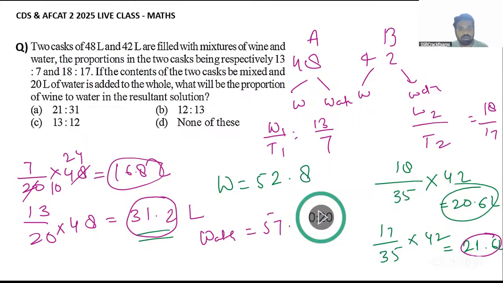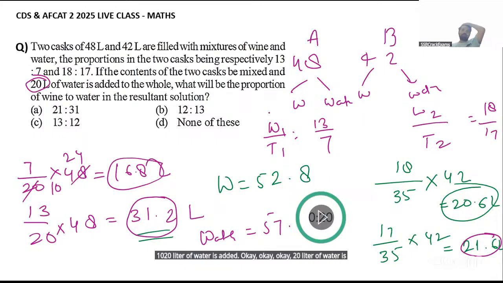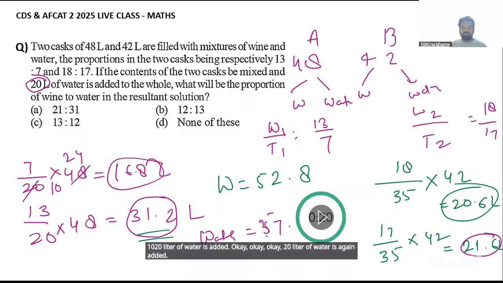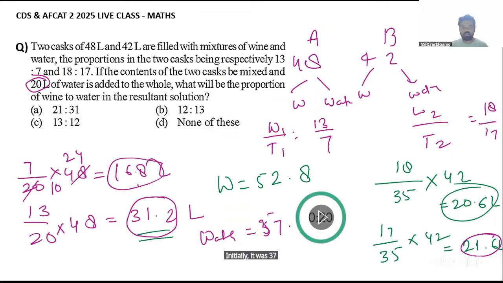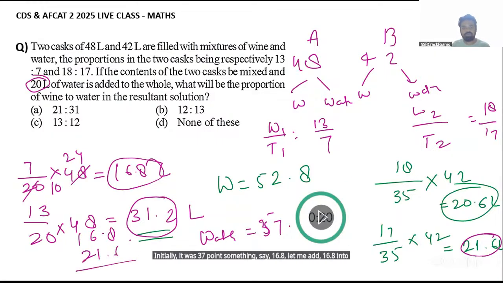And 20 liter of water is added. Okay, okay, okay. 20 liter of water is again added. Initially, it was 16.8 plus 21.6, it is 38.4. Now 20 is added again. So it is 58.4.